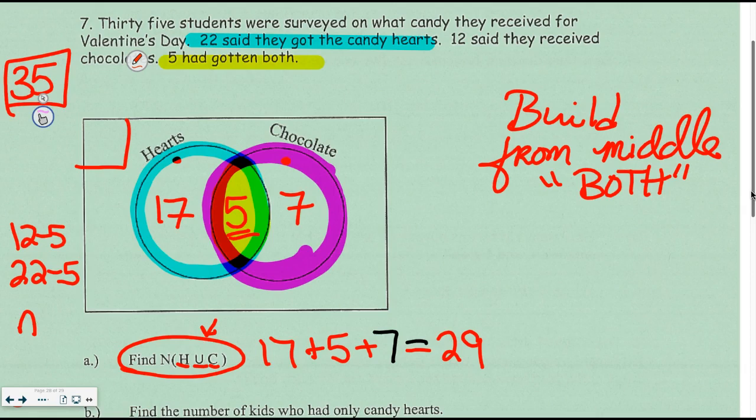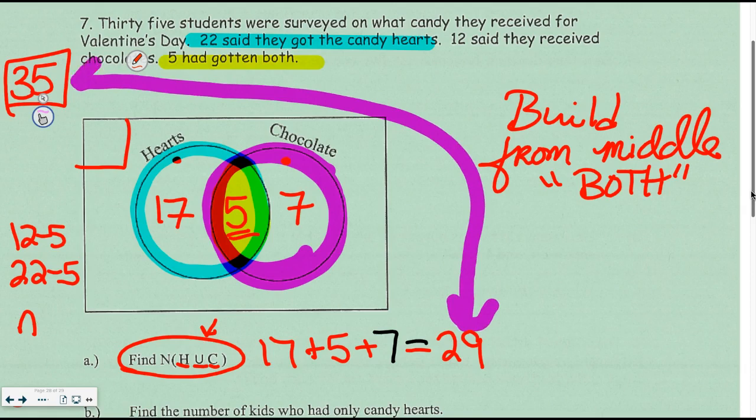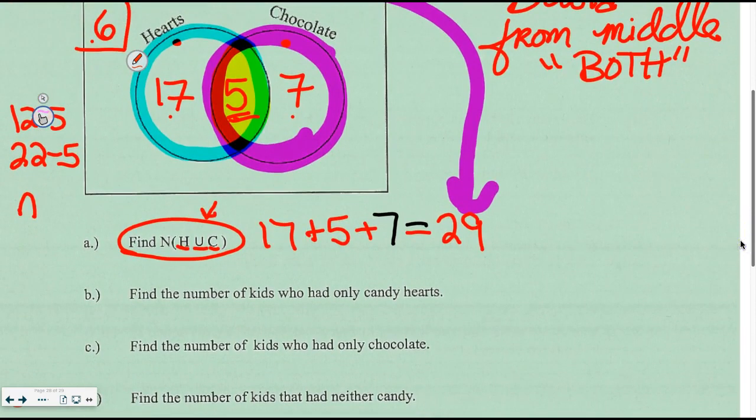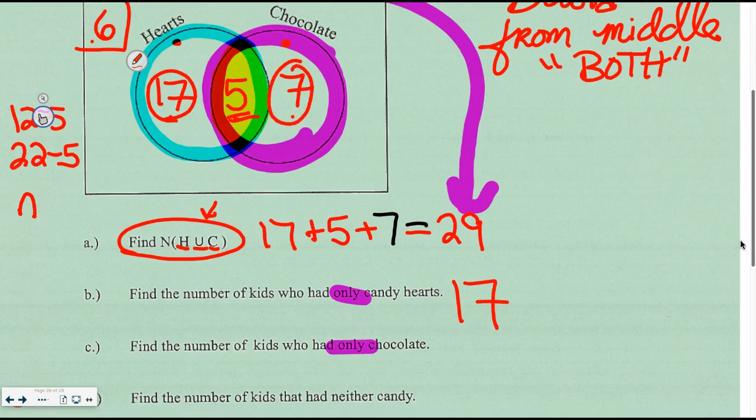So how many were like, I didn't get either? Well, they have to be 35 students total. So if I've got 29 accounted for, right, I'd have to say, well, there's 6. By the way, you know if you've done this right, if your 4 numbers add up to the total surveyed. So always double check that because it can throw everything off. So how many had only? Now that's important. It didn't say candy hearts, it said only candy hearts. So I can't count the 5 who had both. That would be the 17. Only chocolate. Neither is the ones outside.